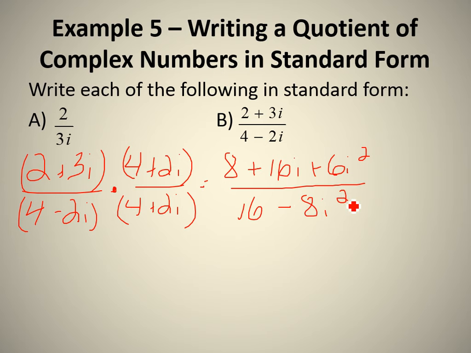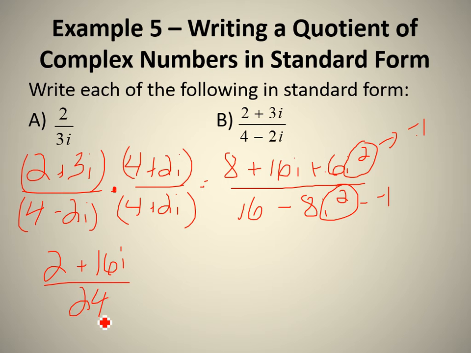So if I do some simplifying here, just remember this equals negative 1 and this equals negative 1. So with the numerator, if I do positive 6 times negative 1, that's negative 6. And when I combine that with 8, I get 2 plus 16i. And then with the denominator, when I do negative 8 times negative 1, that's positive 8. And then positive 8 plus the 16 would be 24. So if I break these up, I'm going to get 2 over 24 plus 16i over 24.